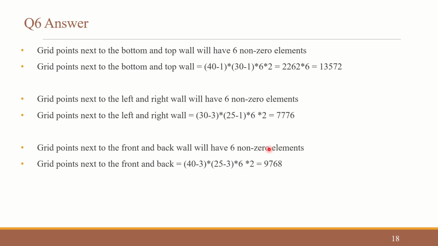So 9,768. Here 7,776 and 13,572. So these are the total number of non-zero elements from the grid points in the layer next to the boundary.